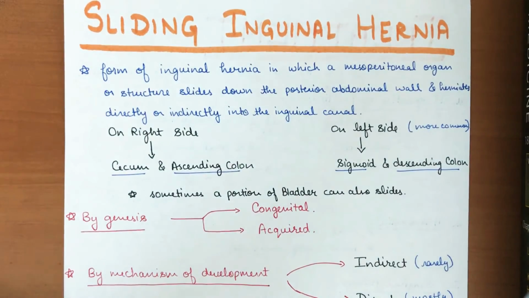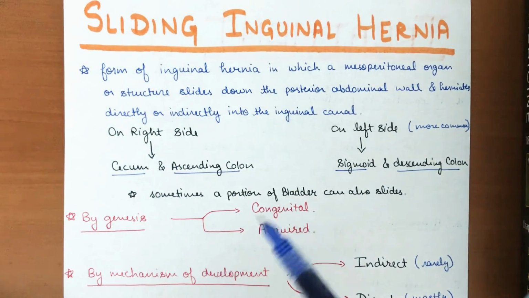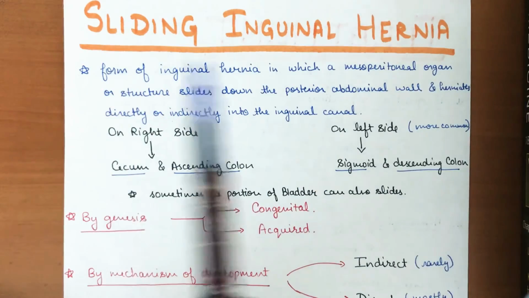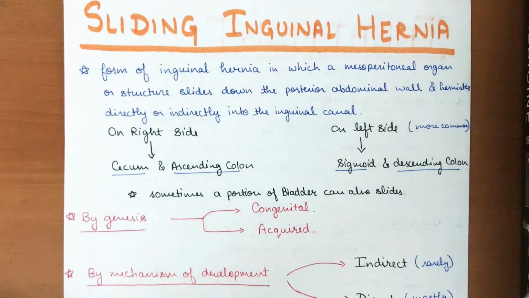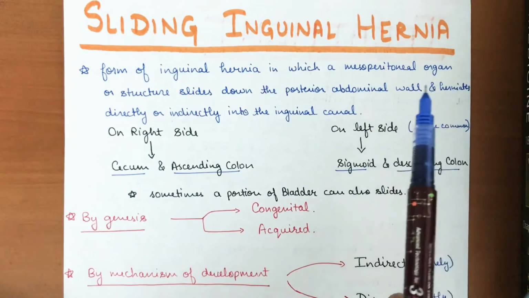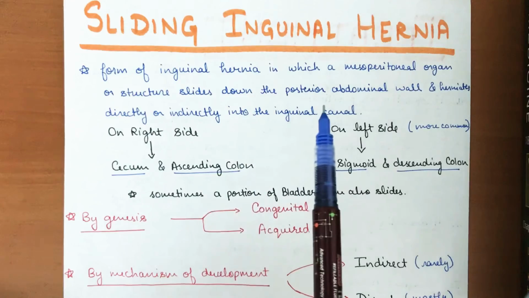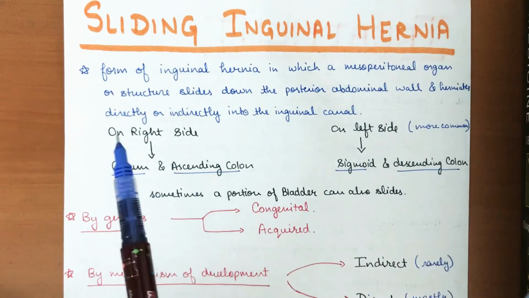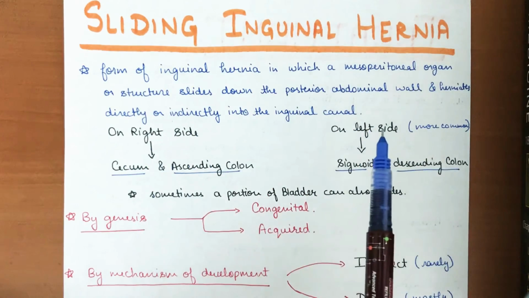So this is the second part of the inguinal hernia topic. In this I will be discussing sliding inguinal hernia, some diagnostic features and treatment. It is a form of inguinal hernia in which a mesoperitoneal organ or structure slides down the posterior abdominal wall and herniates directly or indirectly into the inguinal canal.